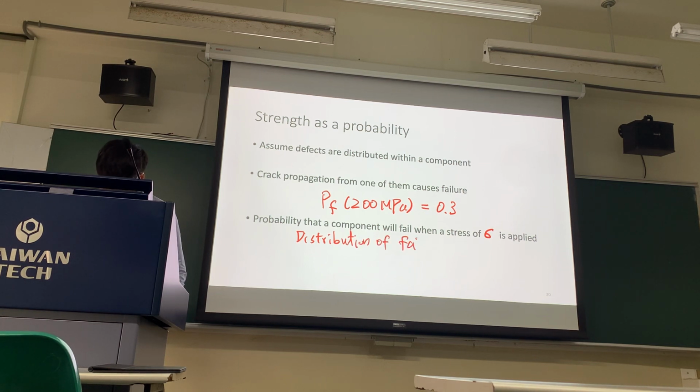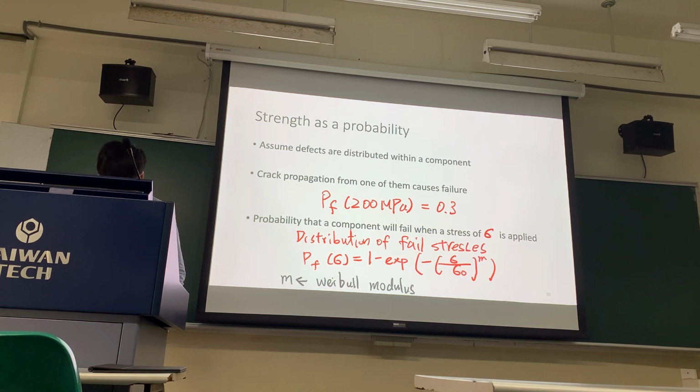of failure stresses. So you can write that equation, the Weibull statistic, where sigma is the stress within your input: P equals 1 minus exponential of minus (sigma divided by sigma naught) to the power m. A few things to recognize: m over here stands for Weibull modulus, and sigma naught is the characteristic strength.